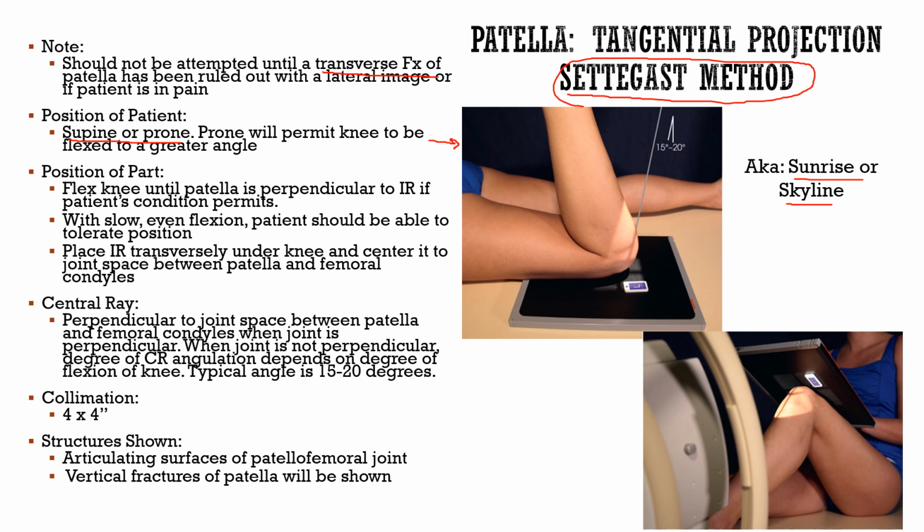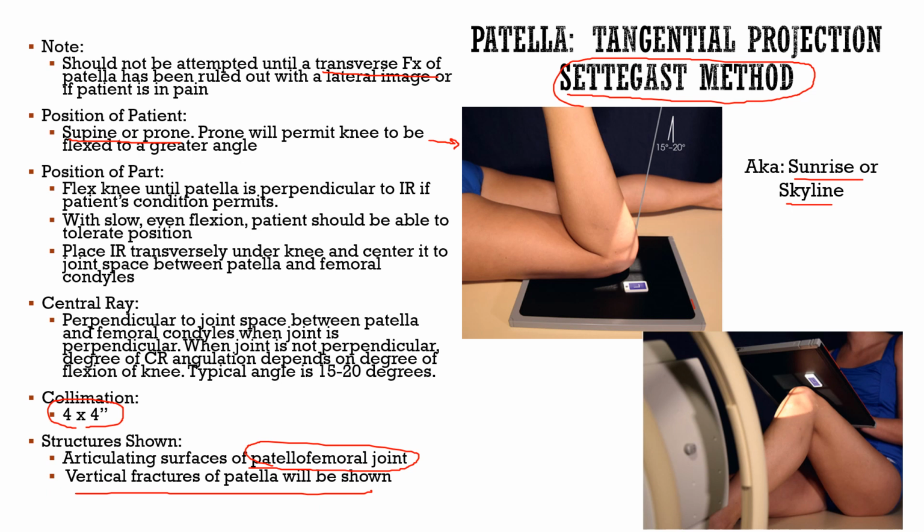We want to center the joint space between the patella and the femoral condyles. In this case, we're going to angle 15 to 20 degrees cephalad. So looking at the collimation is the 4x4, and we're going to be looking at articulating surfaces of the patellofemoral joint space, and vertical fractures will be shown.